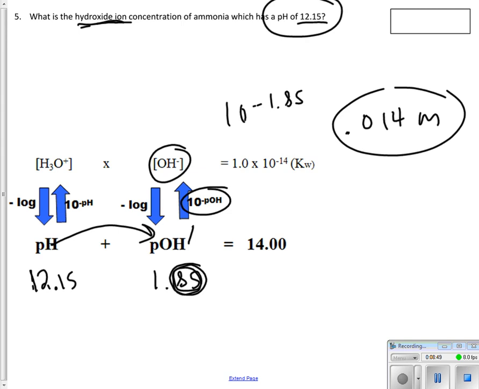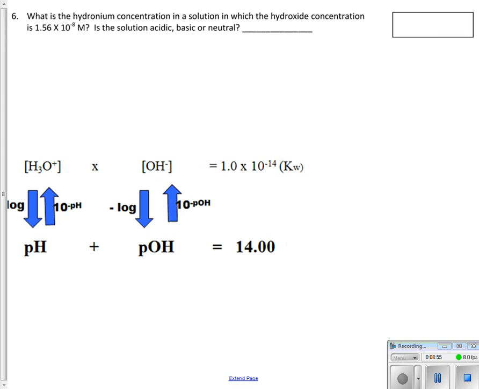On this test, they're going to have you start at one of these 4 places and you have to manipulate it. Here you go again, another pH line problem. What is the hydronium ion concentration where the hydroxide ion concentration is 1.56 times 10 to the negative 8th? They're giving me that, and they want me to go there. The relationship between this and this is equal to 1.0 times 10 to the negative 14th.